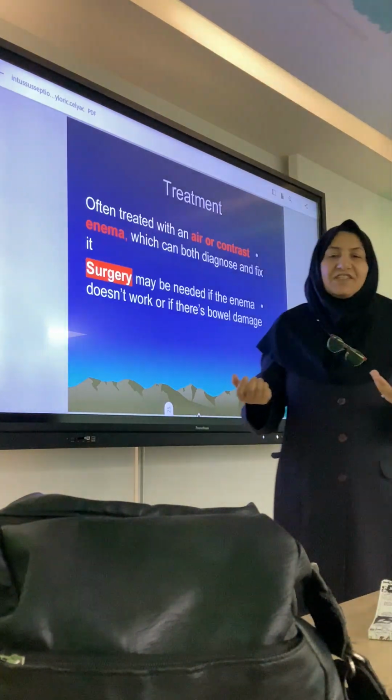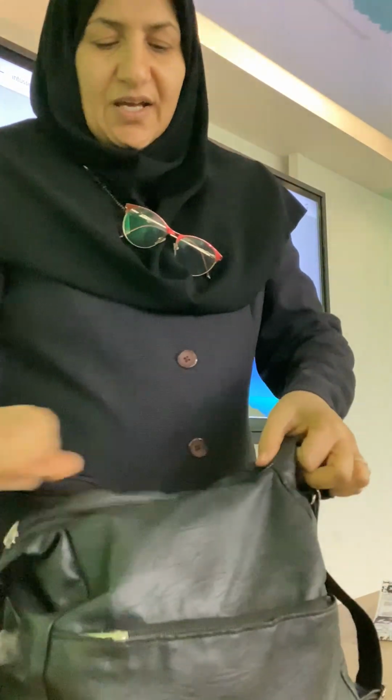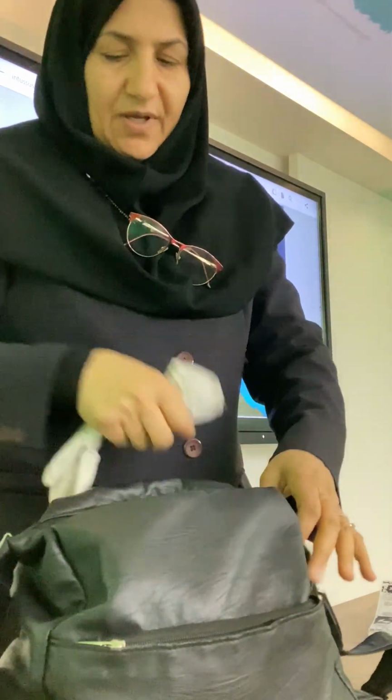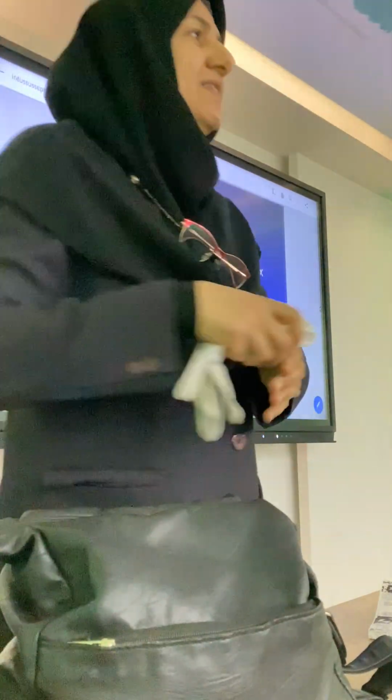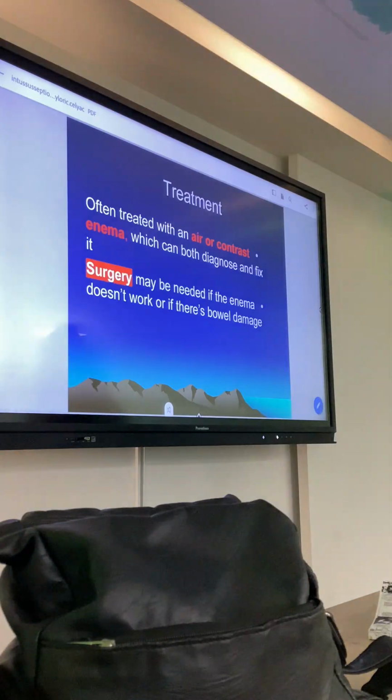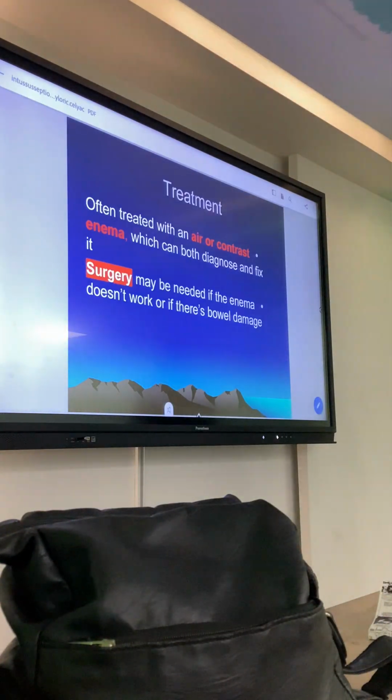Surgery is invasive. The doctors try to do the other things first, air or contrast, pushed in. I say to my students, intussusception is like these gloves, you see, in hospital gloves. One of these fingers goes into the other one, okay? They push air.